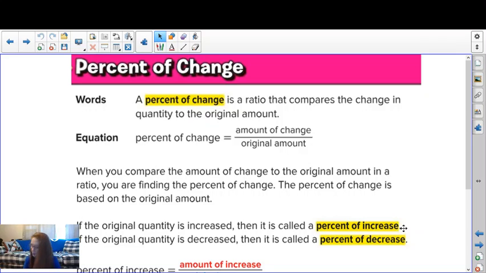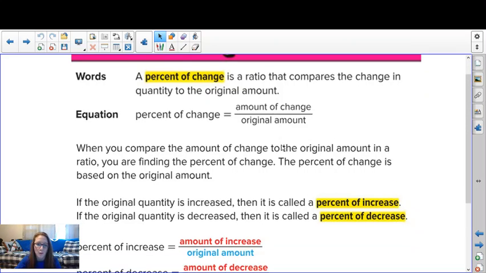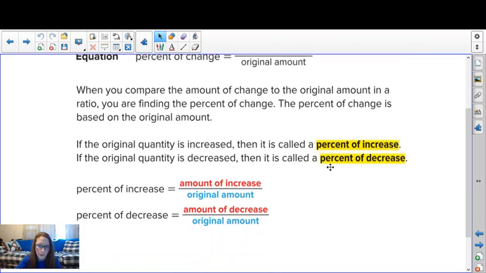All right, lesson 5, percent of change. A percent of change is a ratio that compares a change in quantity to an original amount. Your equation is the amount of change over the original amount. You find that amount of change usually with subtraction. If your quantity has increased or gotten bigger, then you have a percent of increase. If your quantity is decreasing or getting smaller, then you have a percent of decrease. The only difference between those two equations really is the word increase and decrease. The concept is still the same.